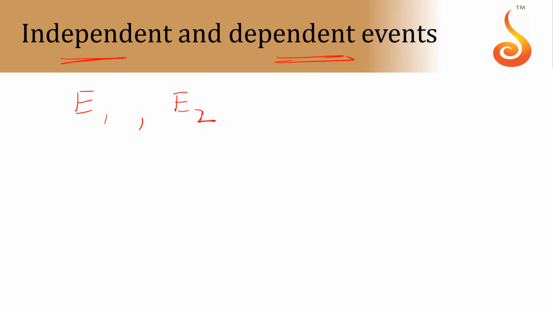For example, I am drawing a card from a pack of cards. Let E1 be the event that it is a king. I am not taking that card back. So from the remaining 51 cards, I am taking one more card. Let E2 be the event that it is a king. Then what is the probability that the second card is a king? This question is incomplete unless you know what happened in the first event.